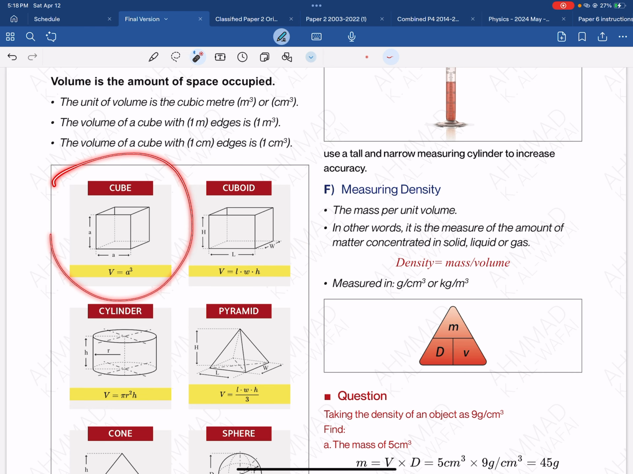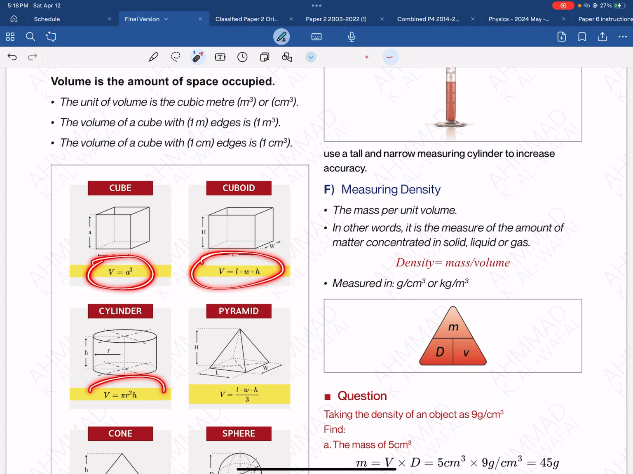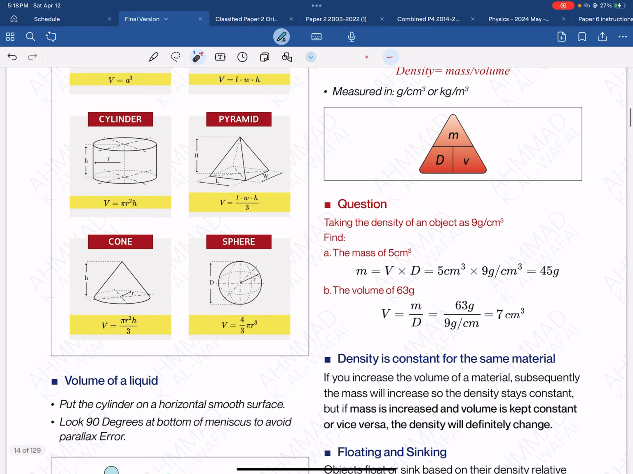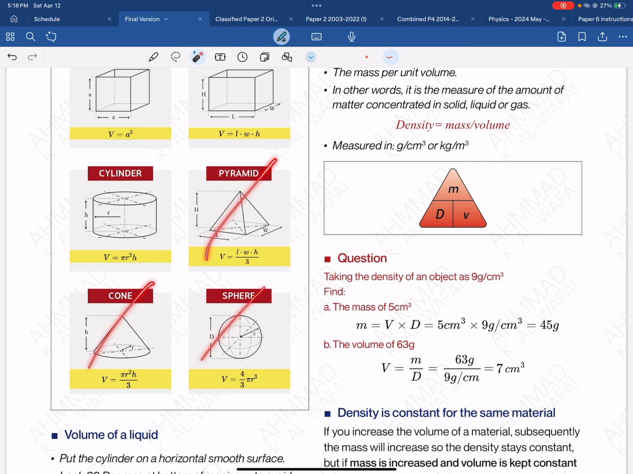In O level, we're going to be asked for the cuboid, cube, and the cylinder. So you basically measure the dimensions and then you use the mathematical formula for such solids or shapes, okay? Which is basically math, right? And then the other ones, pyramid, cone, and sphere. Spheres also could be there, but the pyramid and the cone are not really in the O level, okay?